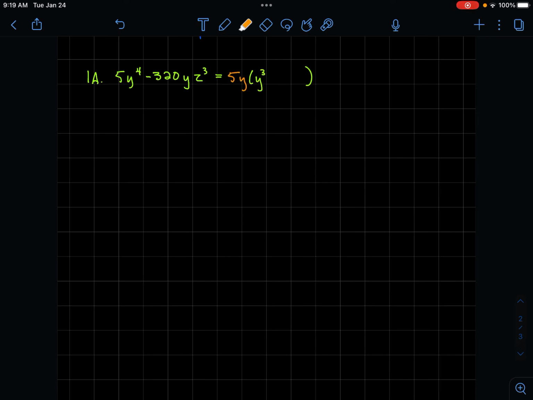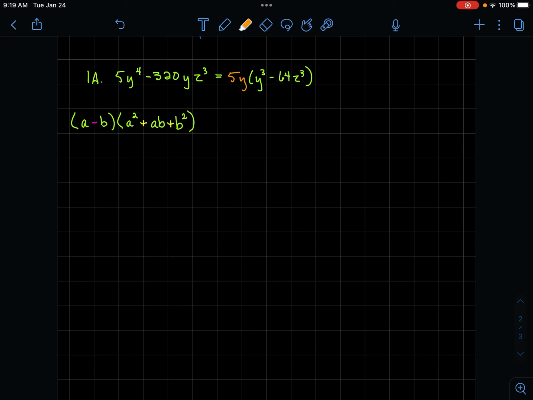Well, 5y times something is going to give us 5y to the fourth back. That something is y to the third. 5y times something is negative 320yz to the third. That something will give you negative 64z to the third. So now we focus on what I have in green.